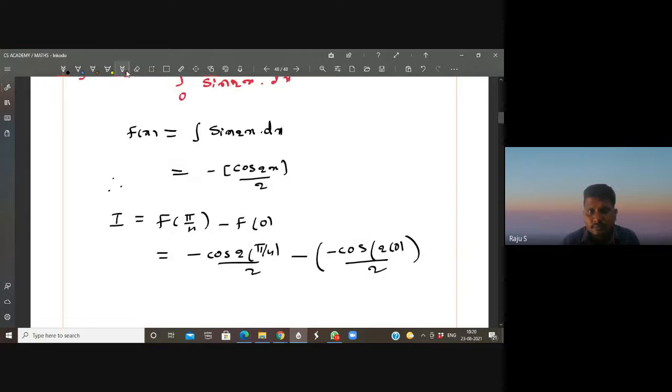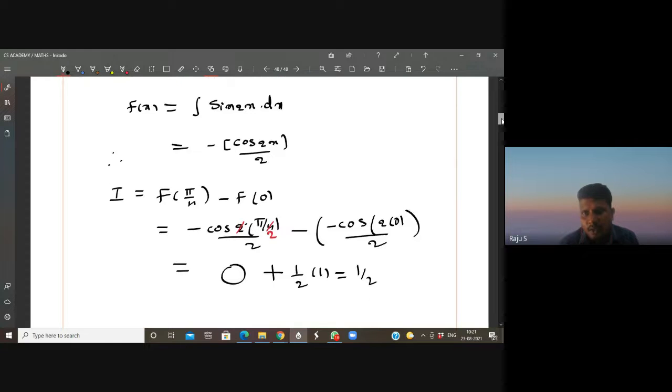Students, anyone, yes? Cos 90, what is cos 90? 0. Minus into minus plus 1 by 2. Cos 0 is 1. The answer is 1 by 2. Is it right? 2 into pi by 4, that is cos 90. Cos 90 becomes 0. 0 by 2 is 0. Got it?